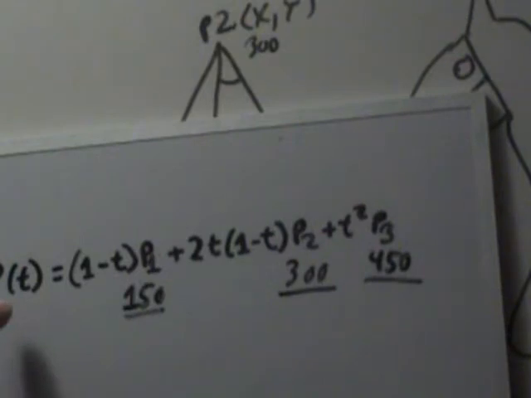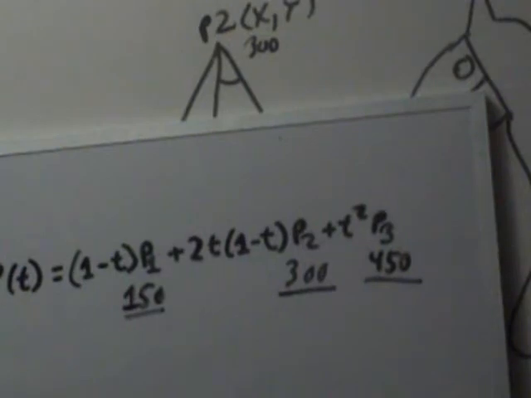Now what's the value of T? Well, the value of T goes from 0 to 1. Okay? So what you do is you'd have 0.10, 0.20, 0.30, and so on and so forth, all the way to 1 point.